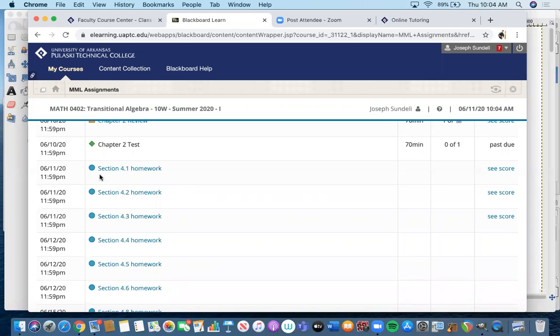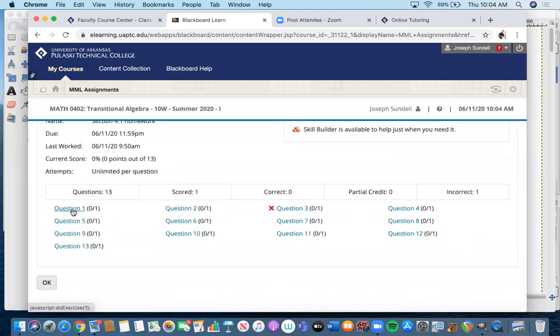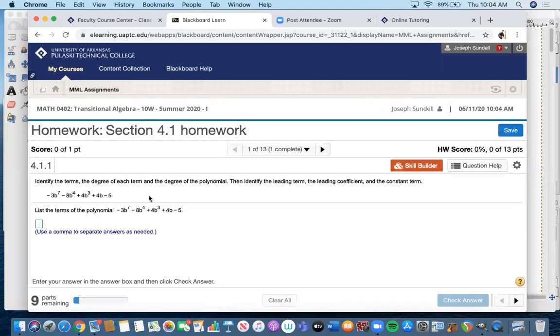Today we're going to go over 4.1, 4.2, and 4.3. So we're going to do 3 sections today, and we're kind of shifting gears. We're going to start working with polynomials. To me, this is easier than what we have just done. So I hope you agree.